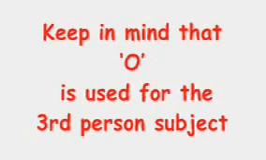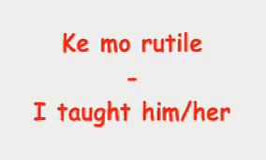Keep in mind, o is used for the third person subject. So o is the subject. It's like he or she. So here we are talking about the object, the receiver of the action. Now let us get some examples of direct object used in a sentence. O a morata, he loves her. Ke mo rutile, I taught him. Re mo rumile, we sent him.